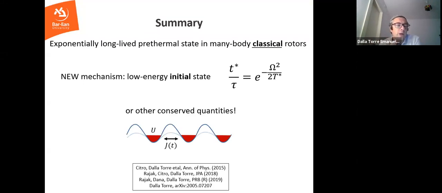What I also told you, and this was really the topic of this talk, is that if you have systems with other conserved quantities, like not only the energy being conserved but also the number of particles, you need to take that into account. So the prethermal state needs to take into account the possible conserved quantities that you have in the system. And by taking that into account, we were able to provide a semi-classical description of recent experiments with ultracold atoms.